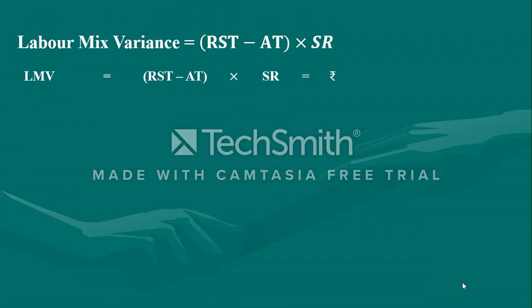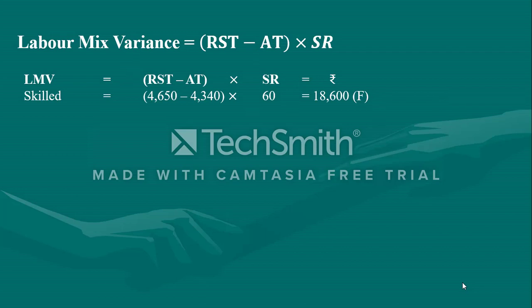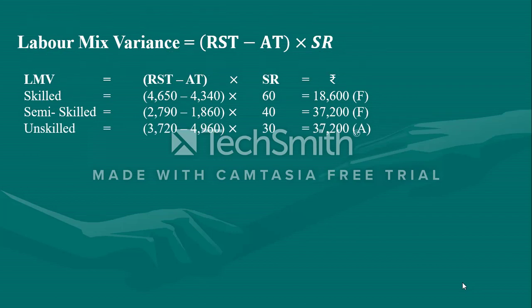So look, labor mix variance is revised standard time minus actual time into standard rate. So for skilled labor, 4,650 is the revised time minus actual time 4,340 into 60, which gives 18,600 favorable. For semi-skilled, 2,790 revised standard time minus actual time taken 1,860 into 40 rupees standard rate, so 37,200 is favorable. For unskilled, 3,720 is the revised standard time minus actual time 4,960 into 30 rupees standard rate, so 37,200 is adverse.